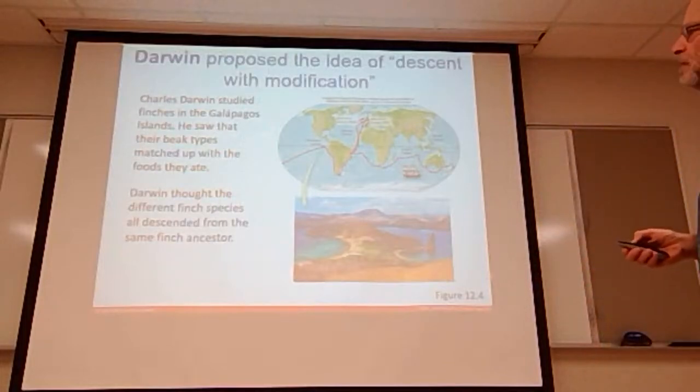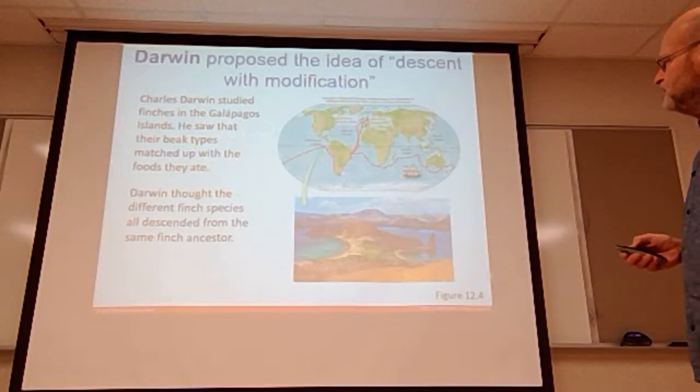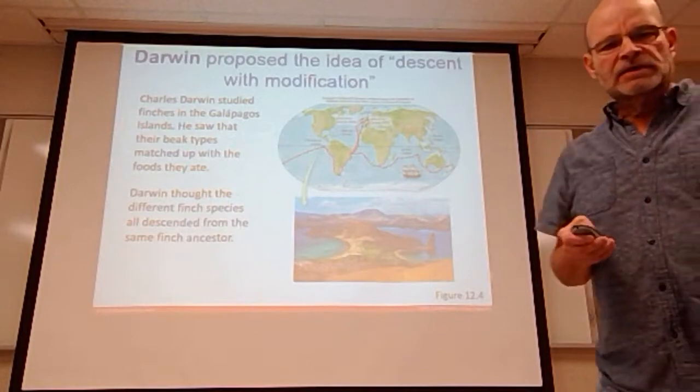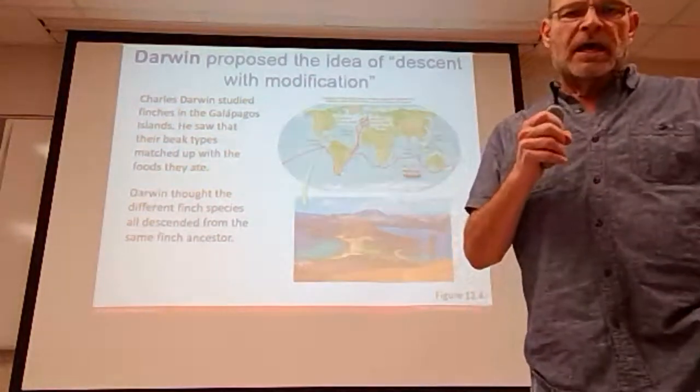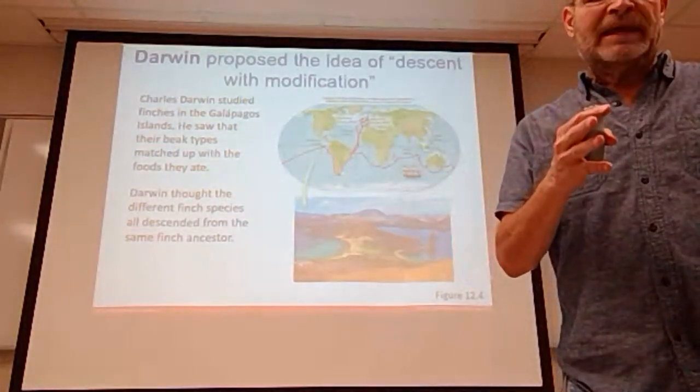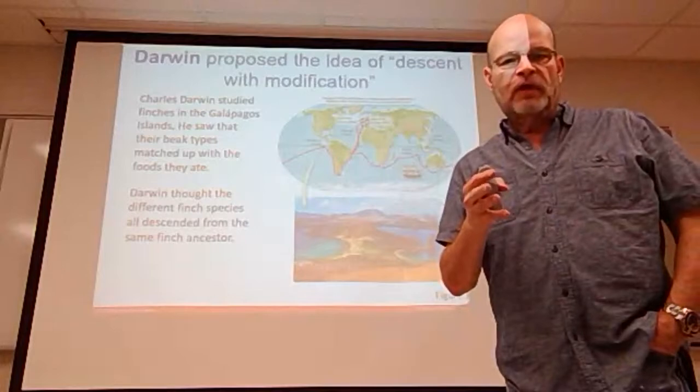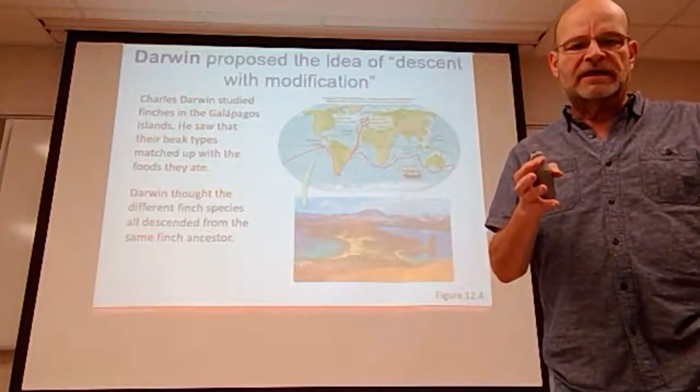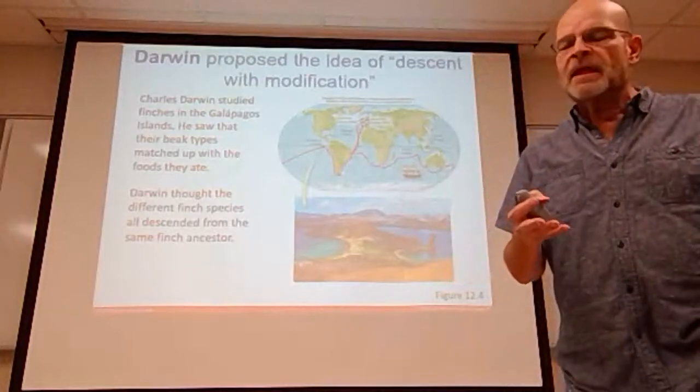Darwin studied the finches in Galapagos Islands. He also looked at other animals there. The thing he noticed about the finches was their beaks. He noticed that these birds had very different beak shapes. And their beak shape was designed especially for the food that they ate.